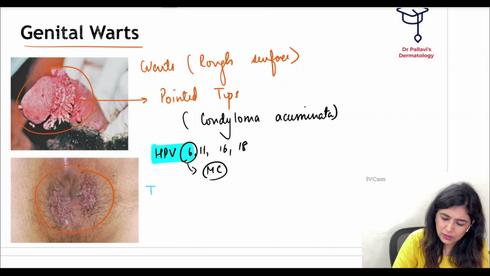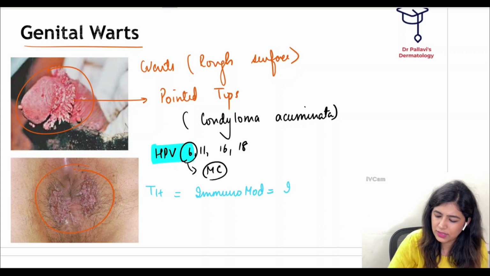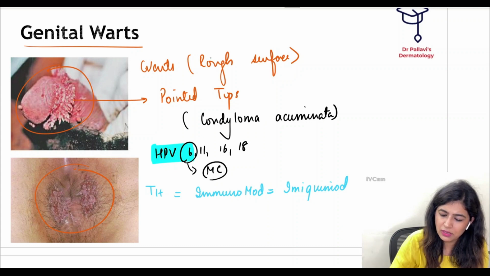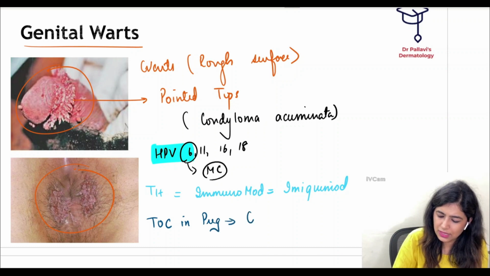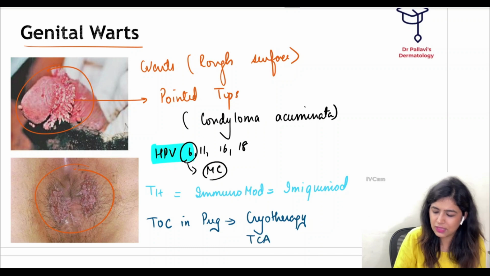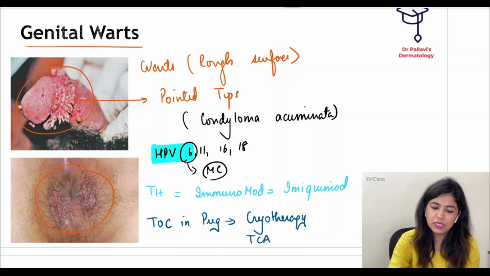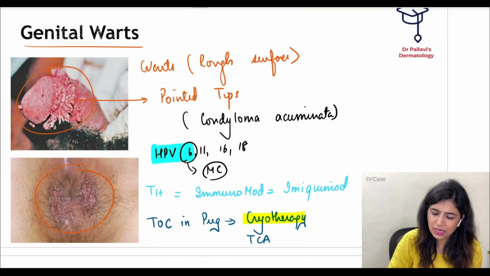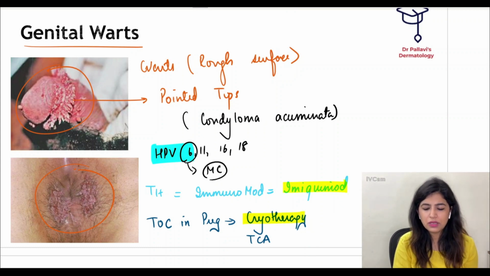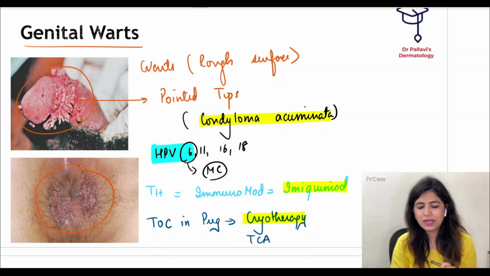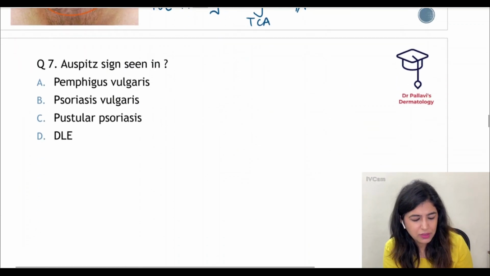How do you treat? The question that they ask you, which is the immunomodulator which you use in the treatment of genital warts. The immunomodulator used here is imiquimod. Then, what is the treatment of choice in pregnancy? That is cryotherapy. If cryotherapy is not in the option, the next answer is the use of trichloroacetic acid. So these are the important questions that come from the genital wart. Just remember the synonym condyloma acuminata.